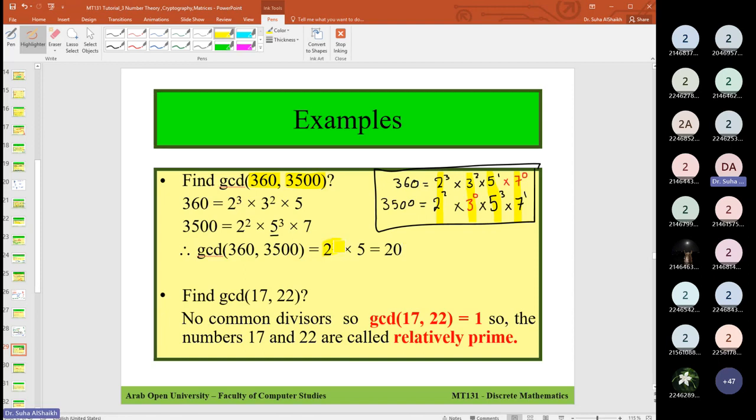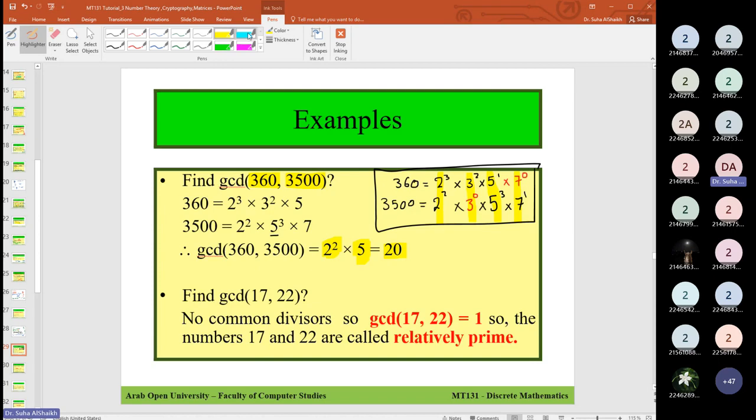So the minimum power of 2 is 2 power 2. The minimum power of 3 is 3 power 0, which is 1. The minimum power of 5 is 5 power 1. The minimum power of 7 is 7 power 0, which is 1. Okay, so the answer is 20.